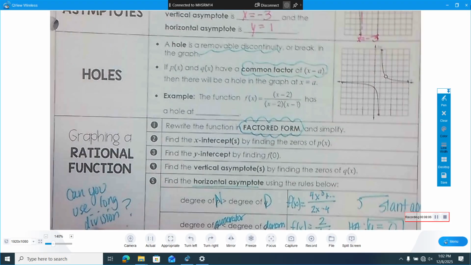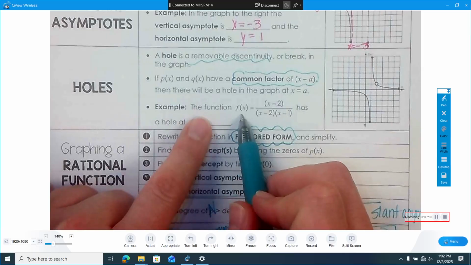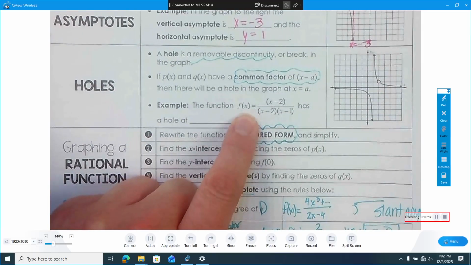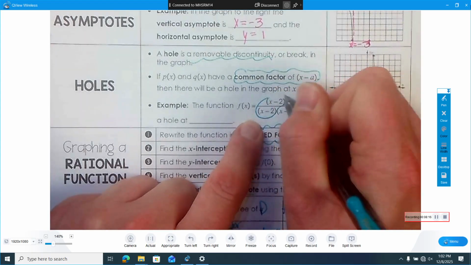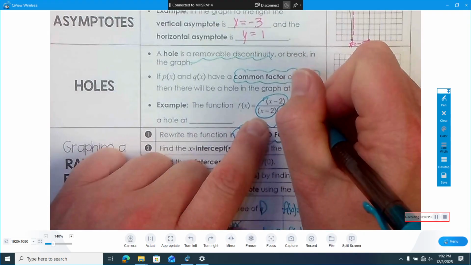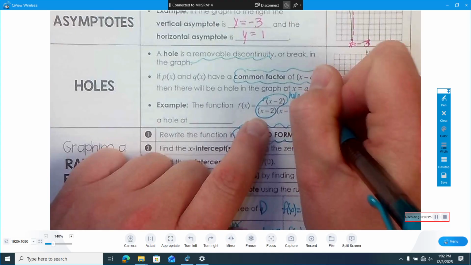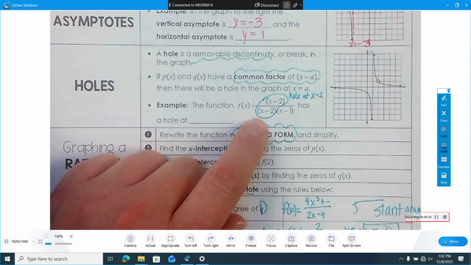Let's see. So here's how she says we should go through. Well, let me finish this, I guess. The function here, we have f of x. They factored it, and you can see we have this common factor of x minus 2 on top and bottom, which gives us a hole at x equals 2 anytime you have that common factor top and bottom.